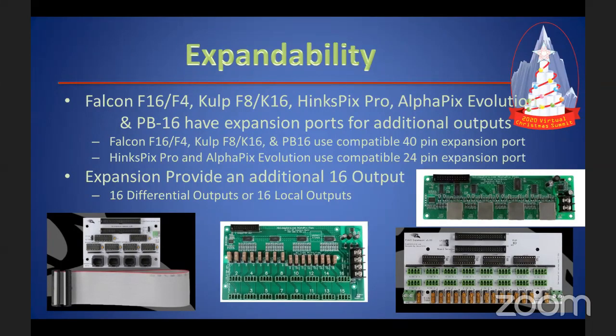What I was talking about earlier is expandability. The F16, the Culp boards, and the Hinks Pix all support adding expansion cards. By default, an F16 only has 16 outputs. You can add 2 more expansion cards and get the full 48 outputs. This is similar to the PB8 from Culp. It only has 8 plus the differential ports, but it also has an expansion slot, so you can do another 16 outputs. Those 16 outputs can be local ports, or they can be differential outputs, so you can do 4 more differential ports.